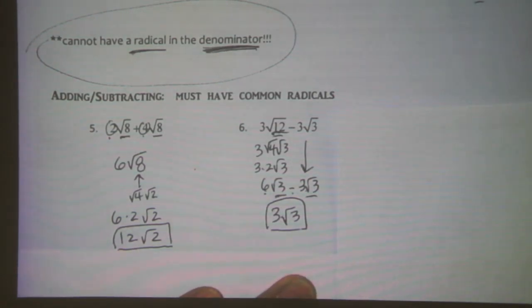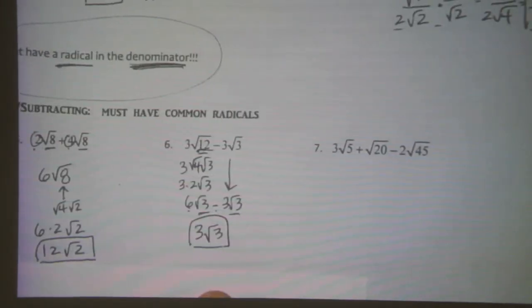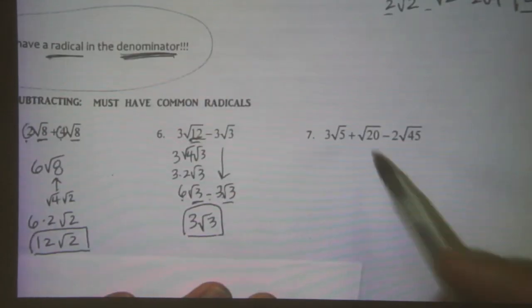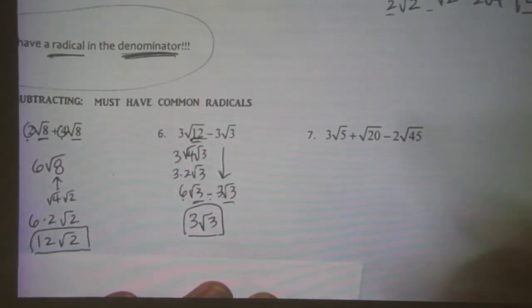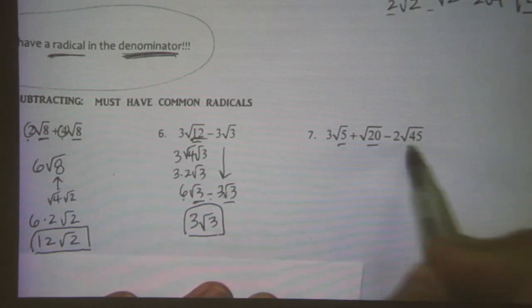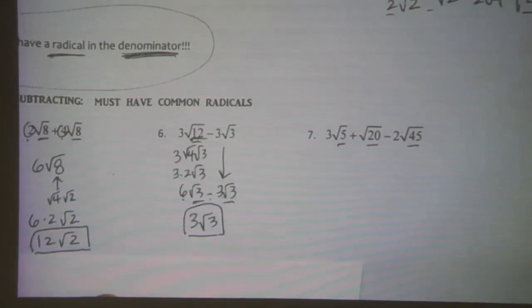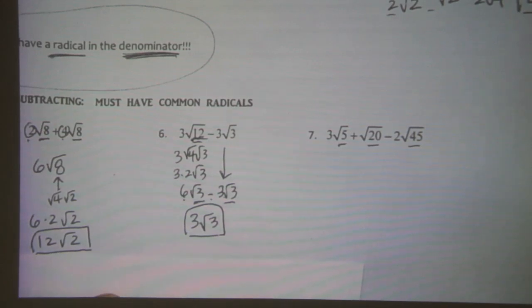Okay, let's look at one more example. 3 root 5 plus root 20 minus 2 root 45. None of these are like. So do we just give up, skip it? Yeah, not so much. We see what we can simplify.